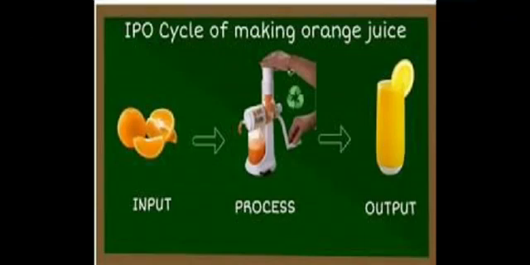So in our daily life also, see, whenever we are making an orange juice, whether we are cooking a Maggie, everything is done in 3 steps: input, process and output.